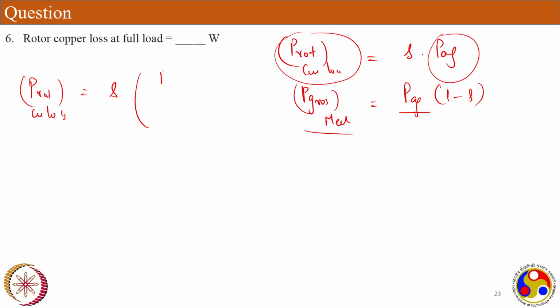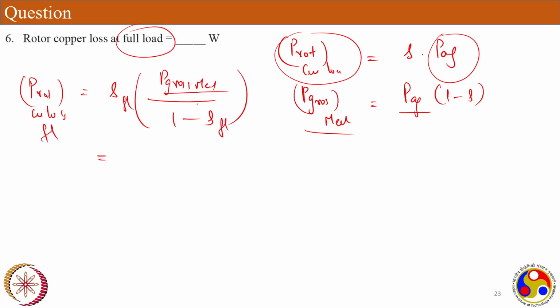So it's simple. All are at full load: S full load, and gross mechanical you know is the output. S full load we calculated as 4.29%. So 1 minus 0.0429, into gross, that is the 10 kilowatt motor. You calculate it and you will get around 450 watts. This is the rotor copper losses you can have at the full load.